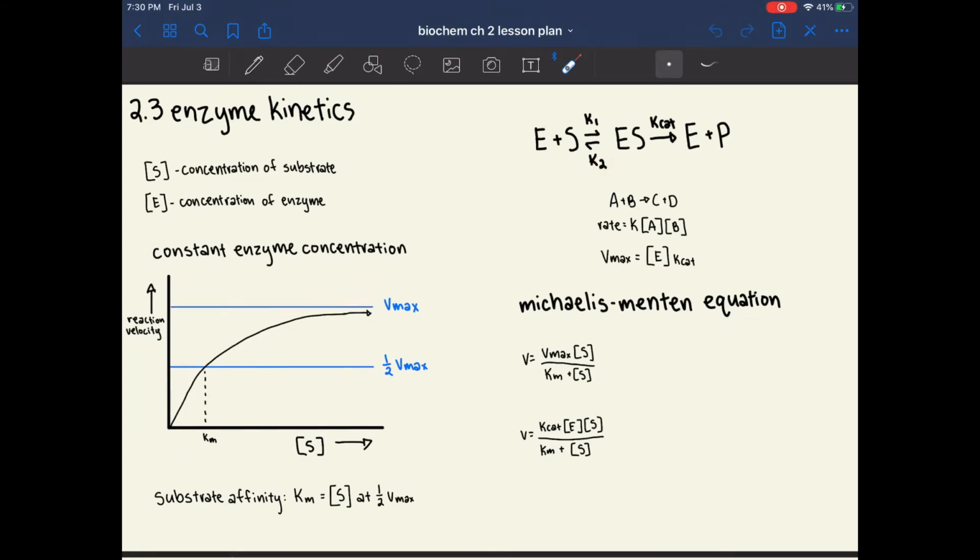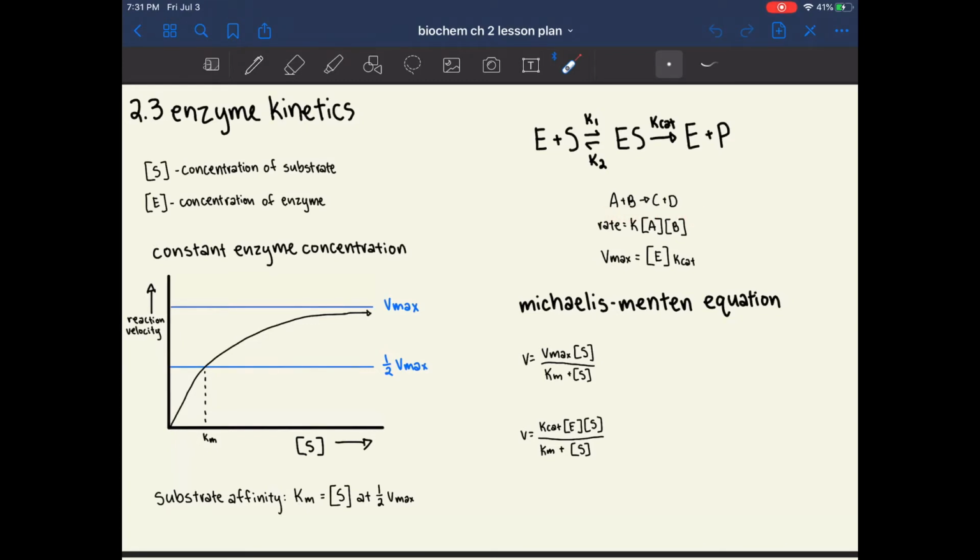Here I've written out the equation for an enzymatic reaction. First, you have your enzyme and your substrate, which become the enzyme-substrate complex, and once the enzyme does its job, you get the enzyme and the product. This rate constant here is called kcat, and kcat depends on how fast the enzyme can do its job on the substrate in order to make it the product.